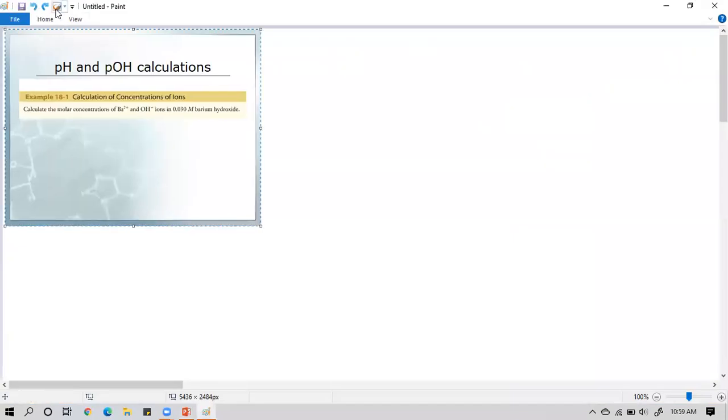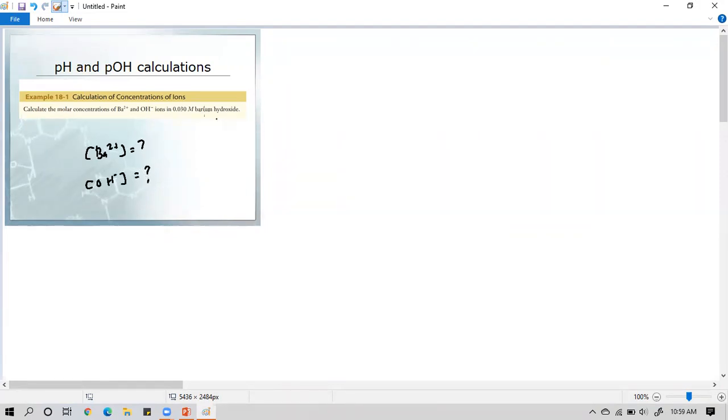Example 18-1. Calculate the molar concentration of barium and hydroxide ions in a 0.030 molar barium hydroxide solution. So, what is the concentration of barium? And what is the concentration of our hydroxide ions here?